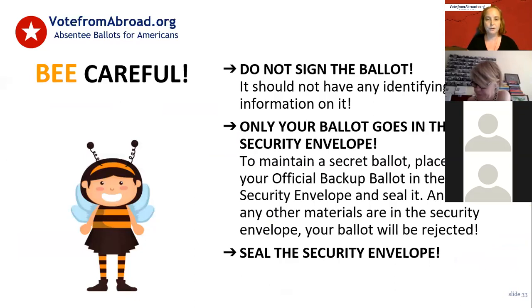So here's something important. Don't sign the ballot. Sometimes people just want to sign everything. You don't want any individual identifying information on that ballot. Only your ballot goes in the security envelope. There should be nothing else in there. If there are other materials in there, your ballot may be rejected. And you want to make sure that envelope is sealed. So it would be best if you're using a self-adhesive envelope, not something that needs tape or anything like that.